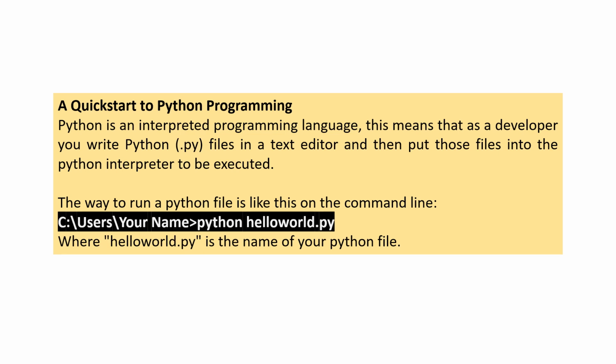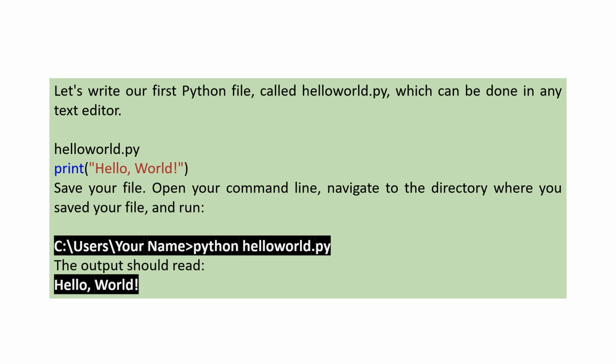Let's write our first Python file with the extension .py. We can save it as hello_world.py in a directory, and in that, write print hello world. If you save the file with the extension .py like hello_world.py, you can open the command line, go to where you saved the file, and run the command python hello_world.py. Then the output should read hello world. So this is our first Python program.